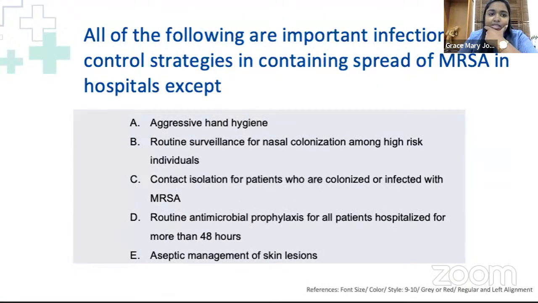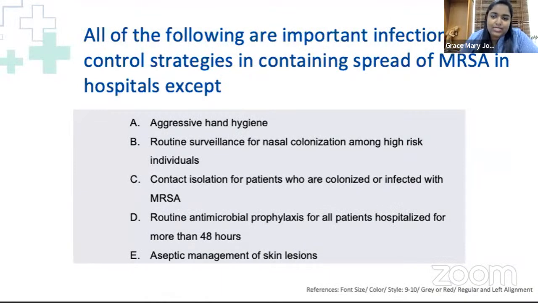And now coming to how do you prevent spread? So all of the following are, again, a question. All of the following are important infection control strategies in containing spread of MRSA in hospitals, except aggressive hand hygiene, routine nasal colonization screening, isolation of patients who are colonized, routine antimicrobial prophylaxis for all patients hospitalized for more than 48 hours, or aseptic management of skin lesions. Sorry. So in this one, you can see this is a very straightforward question. Just because you are getting admitted doesn't mean you have to give 48 hours of antimicrobial prophylaxis to prevent MRSA. That's ridiculous. So the answer is D. You don't need to give antimicrobial prophylaxis.